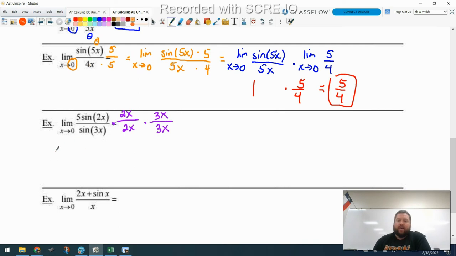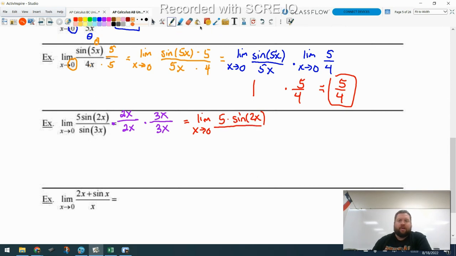Now we're going to apply the commutative property. So the limit as x approaches 0, we still have our 5 on top. We have sine of 2x on bottom. And then I'm going to move this 2x over here.